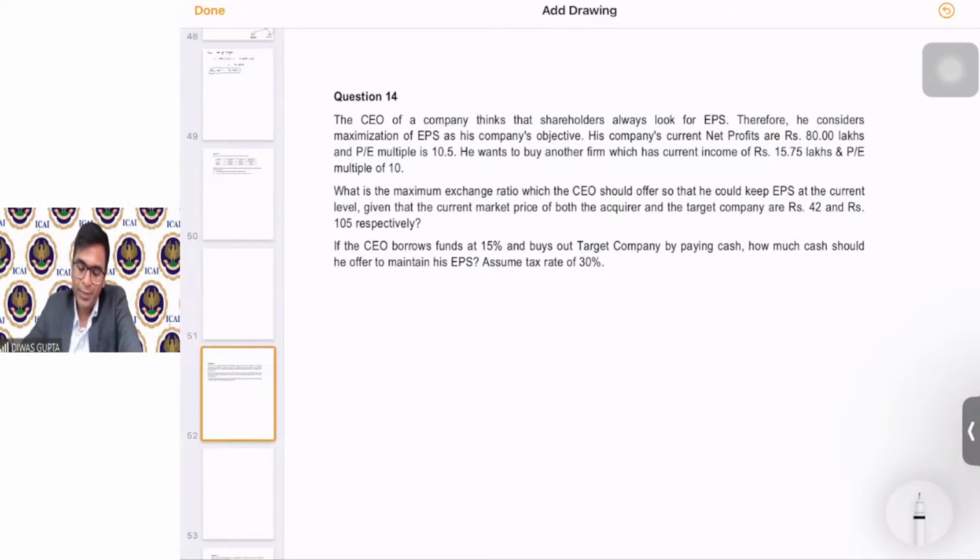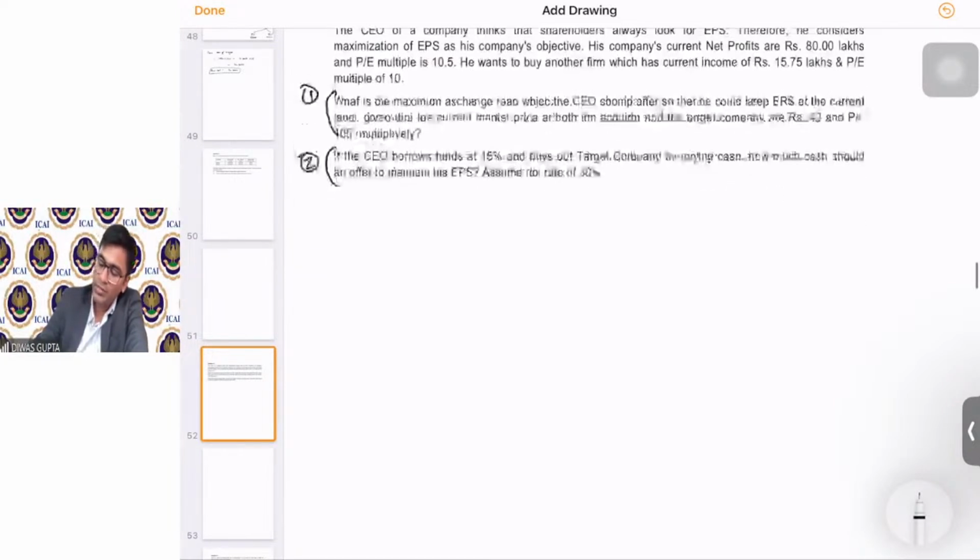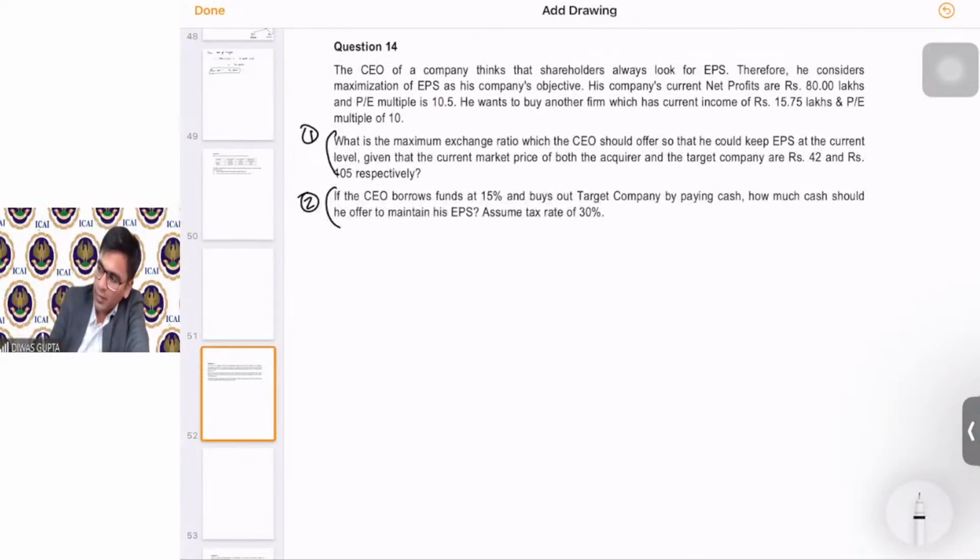What is the maximum exchange ratio which the CEO should offer so that he could keep EPS at the current level, given that the current market price of both the acquirer and the target company are 42 and 105 respectively. And in the next step, so this is part one. The next part is if the CEO borrows funds at 15% and buys out target company by paying cash, how much cash should he offer to maintain his EPS? Assume tax rate to be 30%. So the next part has more to do on the cash payout. The first part has more to do on the equity issues, equity shares issued for the discharge of purchase consideration, right?